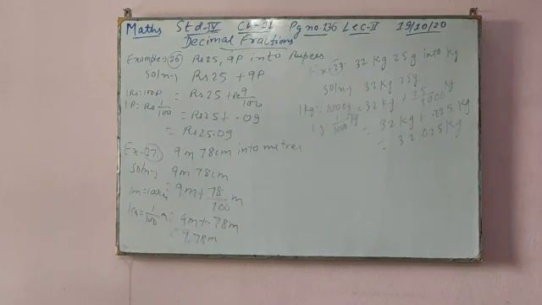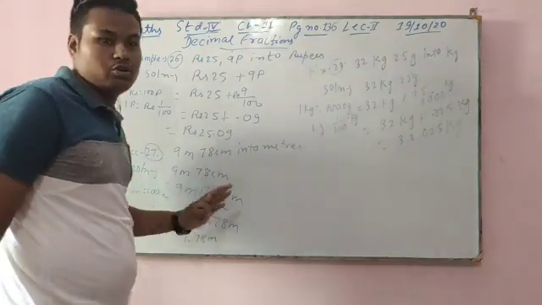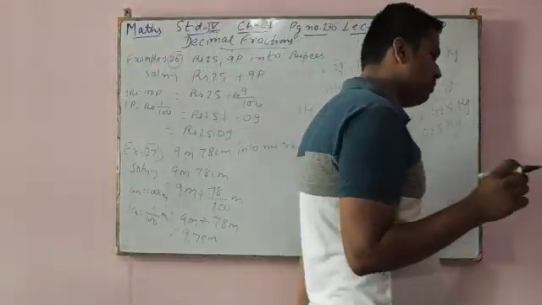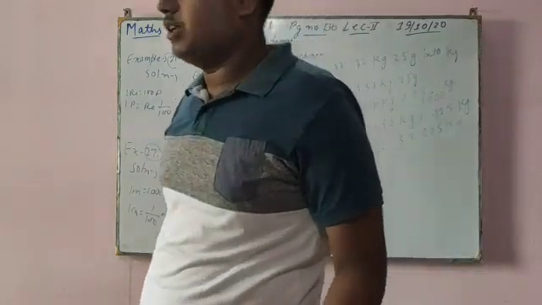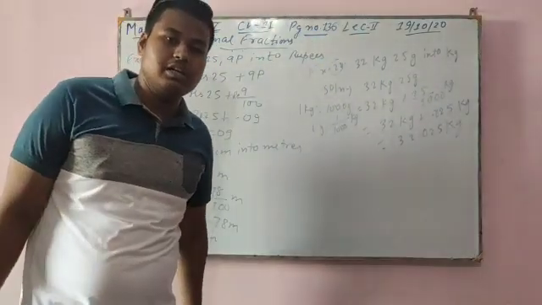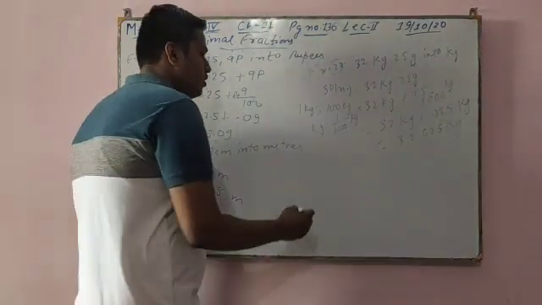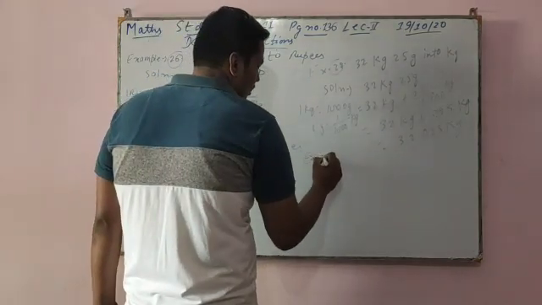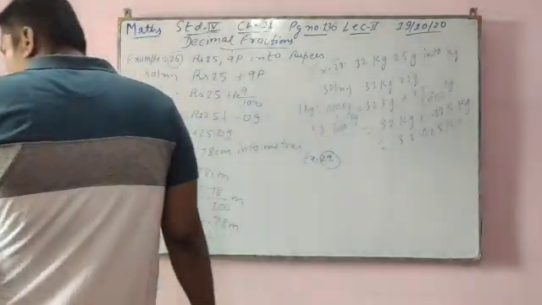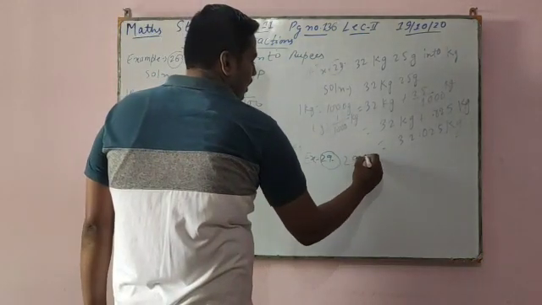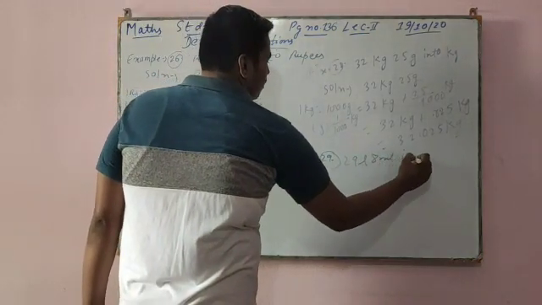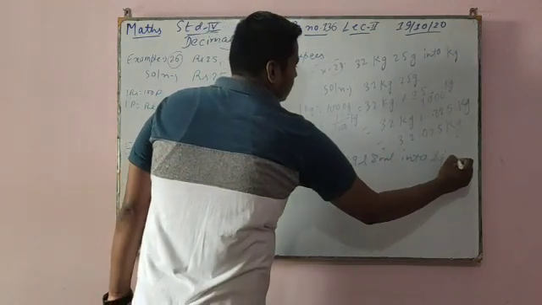We will move now to example number 29. Nothing you have to do here. This you already know: 1 meter is equal to 100 centimeters, 1 kilometer is equal to 1000 meters, 1 liter is equal to 1000 milliliters. Now come to example number 29. In example number 29, we have to express 29 liter 8 milliliter into liter.